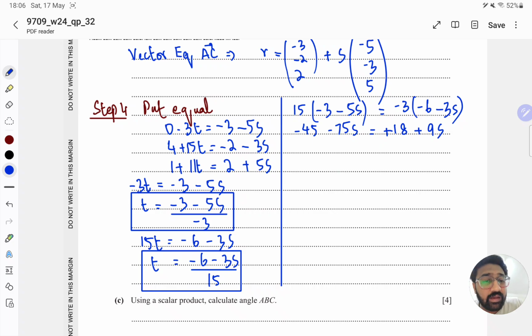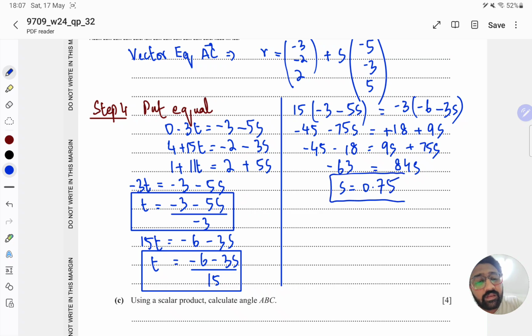Collect the like terms. For s, we can take -45 minus 18, and 9s plus 75s, 84s, and -45 minus 18, sorry, it's -18. It is going to be -63. So the value of s will be -0.75.